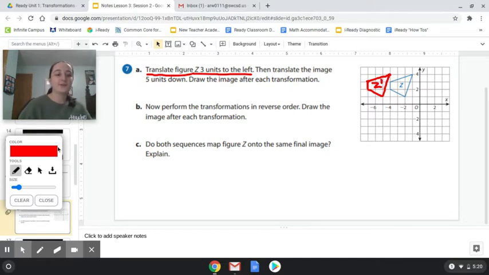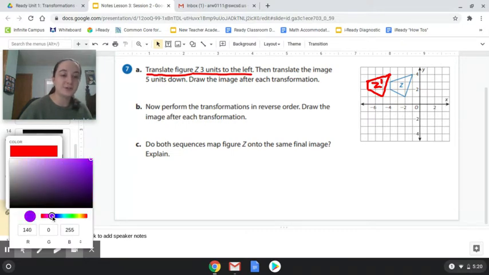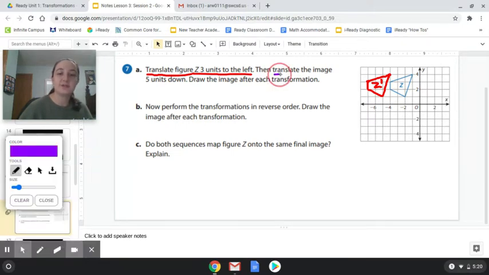After that, we are translating that new figure 5 units down. So remember, your new figure could also be known as an image, which is after it's been transformed somehow. So now we're going to translate that new image 5 units down. So we'll take each of the points and go down by 5. So we'll go 1, 2, 3, 4, 5, for each point, which gives us our Z double prime.